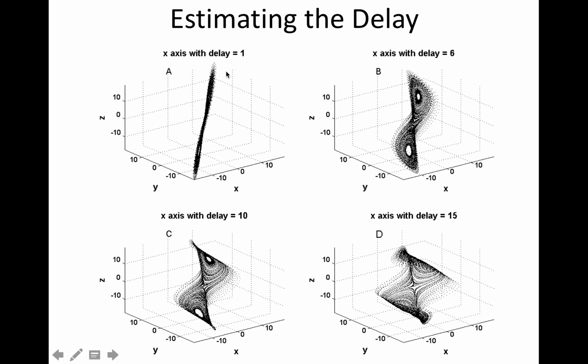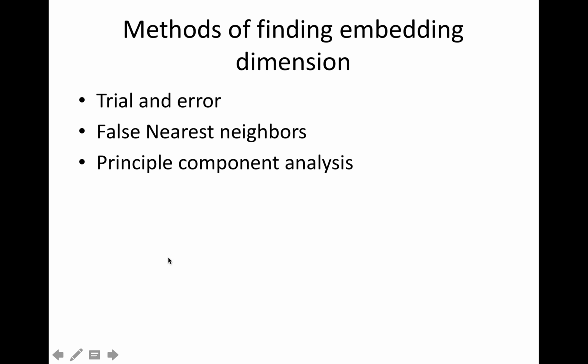Here are some examples of different delays being used to represent that Lorenz system. You can see that 6 turns out looking pretty good, but there's not that much difference between 6 and 10. Quite a bit of difference between 1 and 15. So you can get a feeling for where your range is where the system looks stable.